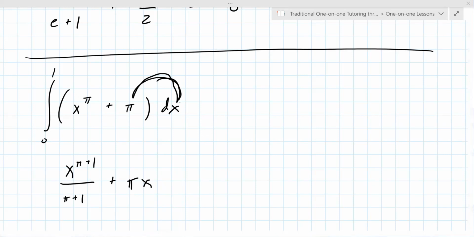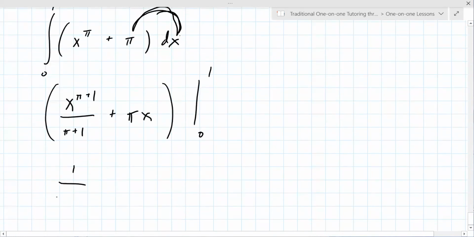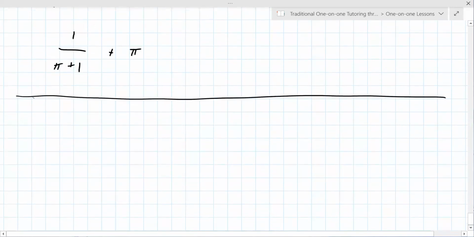And then do that from 1 to 0. So then that's 1 over pi plus 1, plus pi. Yep, that's it. And you could make a common denominator, but that's probably not going to be emphasized. These are exceptions, so let's leave it at that, because that's not really what your instructor's emphasizing here.